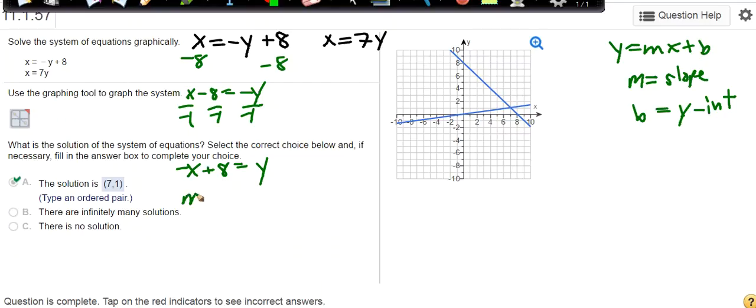So my m is negative 1 over 1. Since it's rise over run, that represents I'm going to be going down since that's negative, and I'm going to be going right since that's positive.